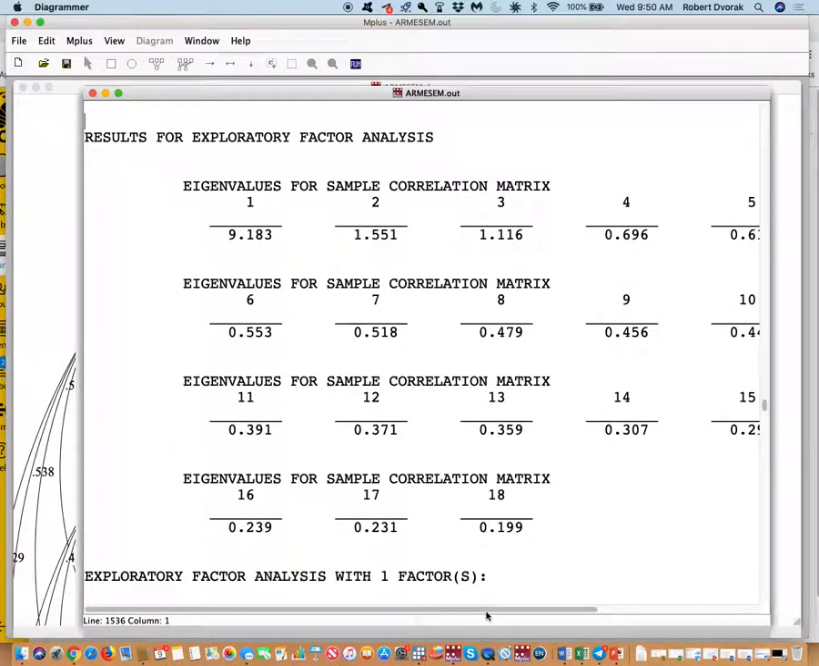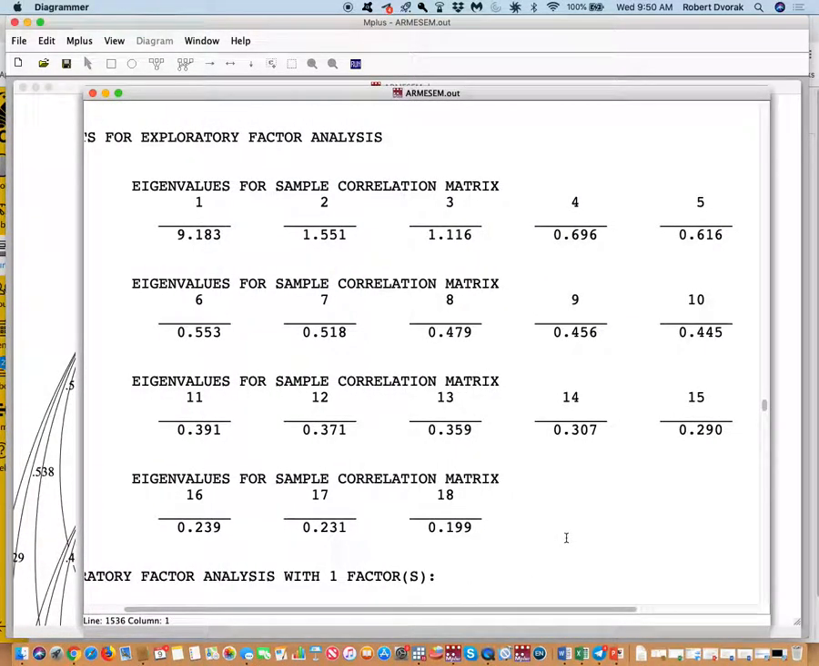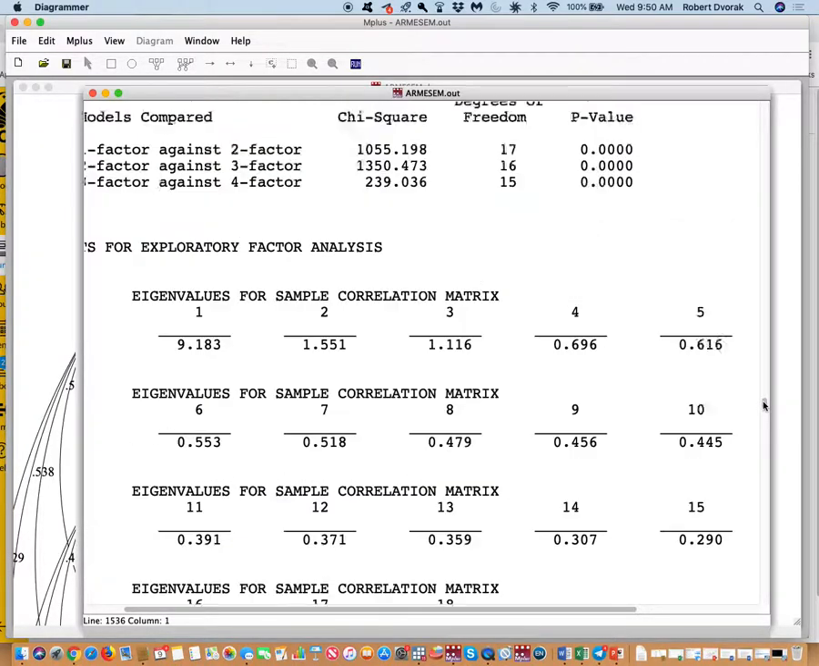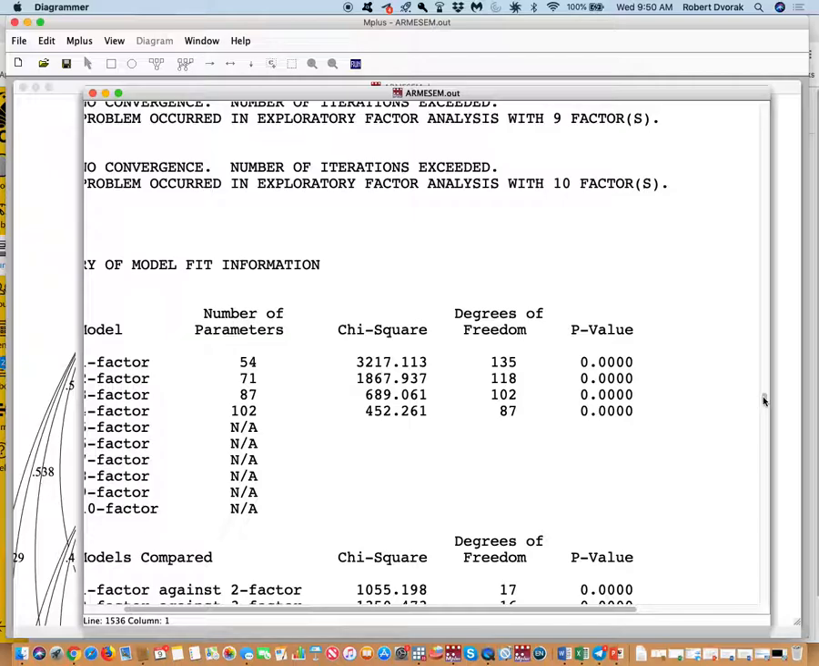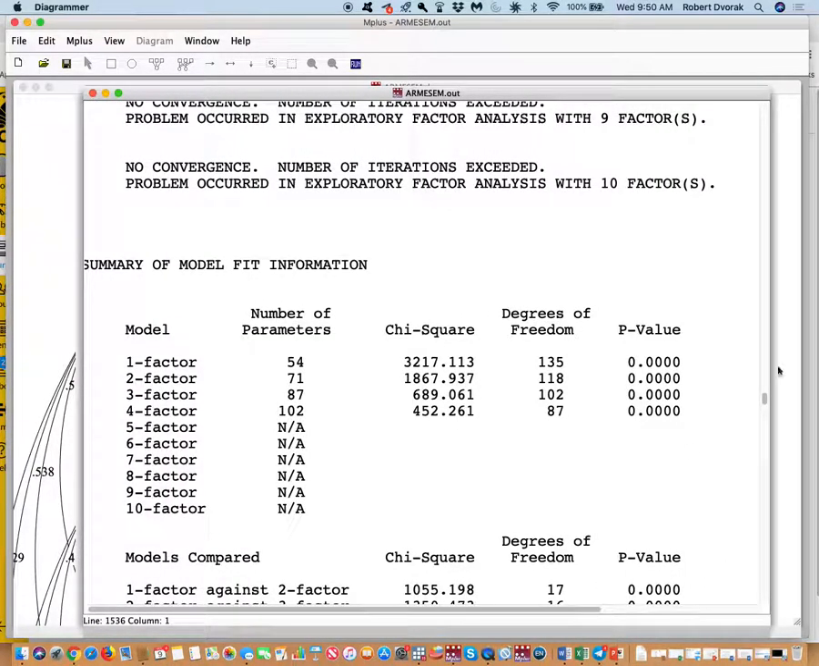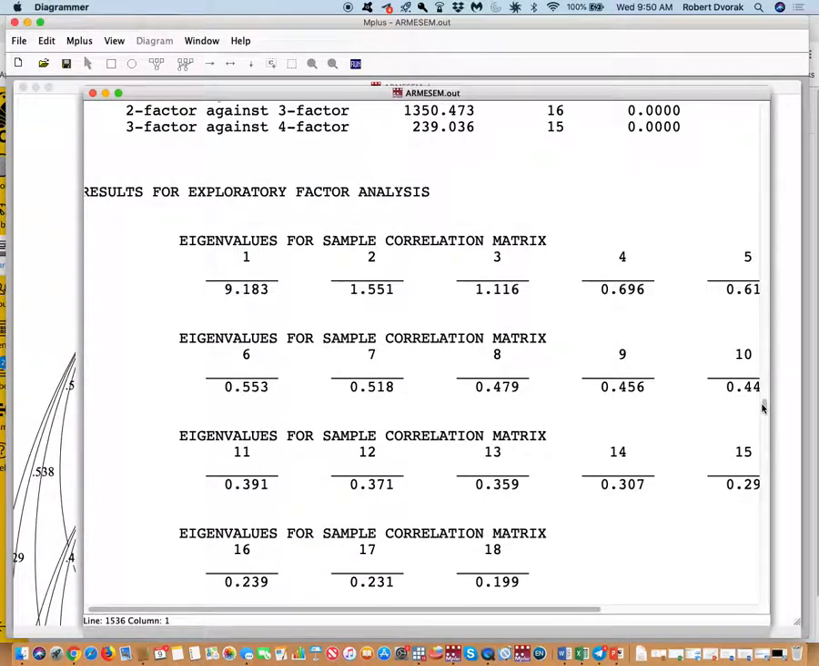Here are our eigenvalues. And based on eigenvalues, how many factors does it look like we have? 3 very clear factors, right? Now, despite the fact that this thing says, hey, we can find a 4th factor and make your model fit better, the eigenvalues would suggest, yeah, but that 4th factor isn't very good, right?